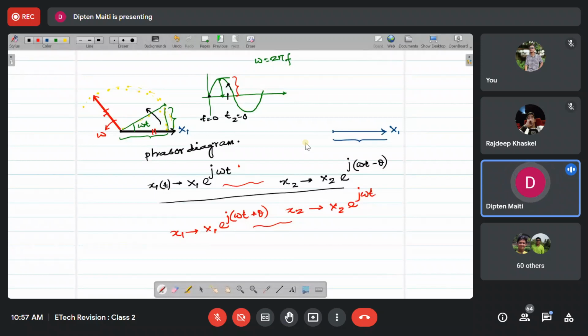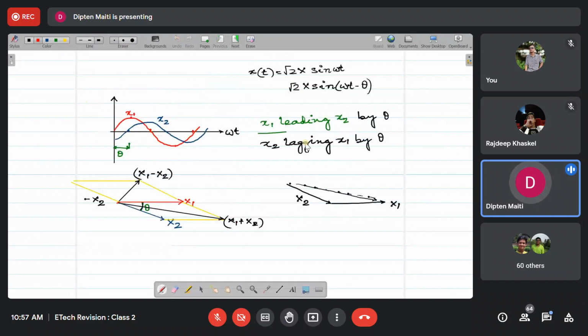Although they actually mean the same thing: x2 is lagging means x1 is leading, or x1 is leading means x2 is lagging. Of course, you should not say simply that x1 is leading. X1 is leading whom? You have to complete this. X1 is leading x2, so that means x2 is lagging x1.